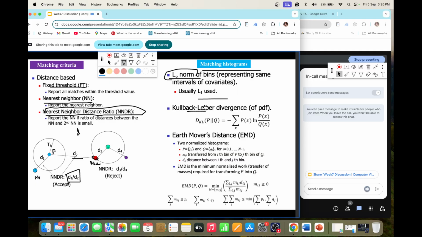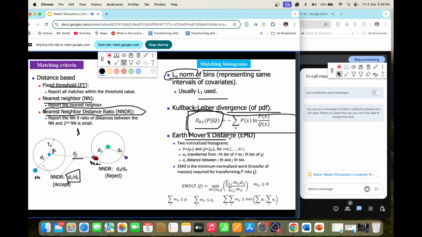Then we have something called Kullback-Leibler divergence, or the PDF formula. With PDF, you find the distance by this, and then again you do the same bin thing. If it is less than the threshold, you put it in one bin. Otherwise, you put it in the next bin. This formula is very important, so just remember the formula and you can solve the question.